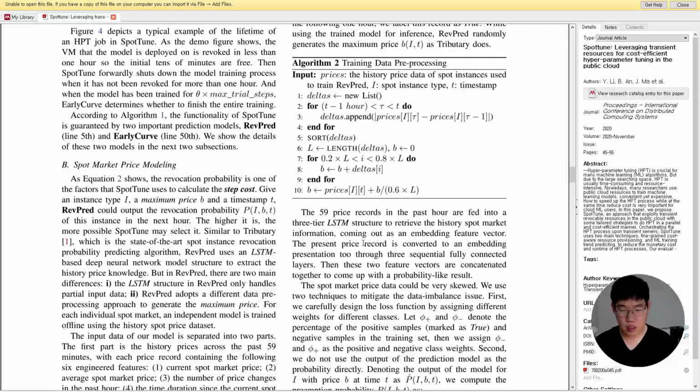Then these 2 feature vectors are concatenated together to come up with a probability-like result.